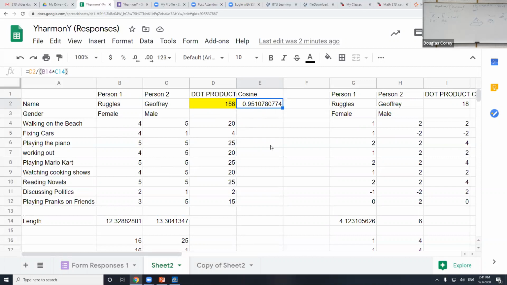But there is actually a problem, because what if someone wrote down 1, 1, 1, 1, 1, 1, 1, and someone else did 5, 5, 5, 5, 5, 5, 5, and we found the cosine between those two angles?